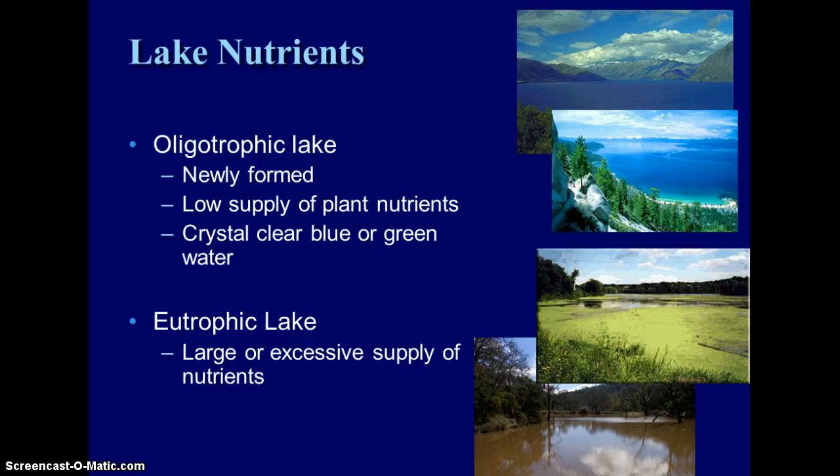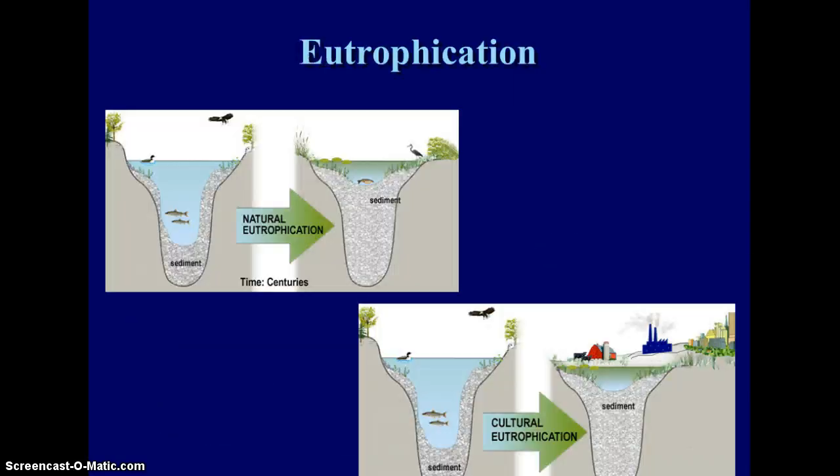Now, eutrophic lakes, those that have excessive supplies of nutrients, are going to have that pond scum, that algae growth. Lots of organic material, so it decays, sinks to the bottom, and you get that muddy water. They tend to be more shallow, with all of the organic material that fills up the lake bottom. So they're very murky. This is a side profile of eutrophication.